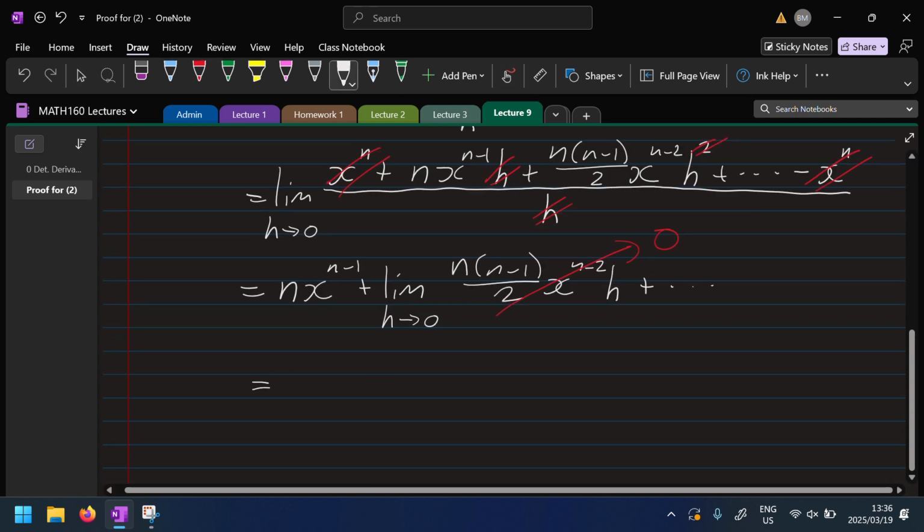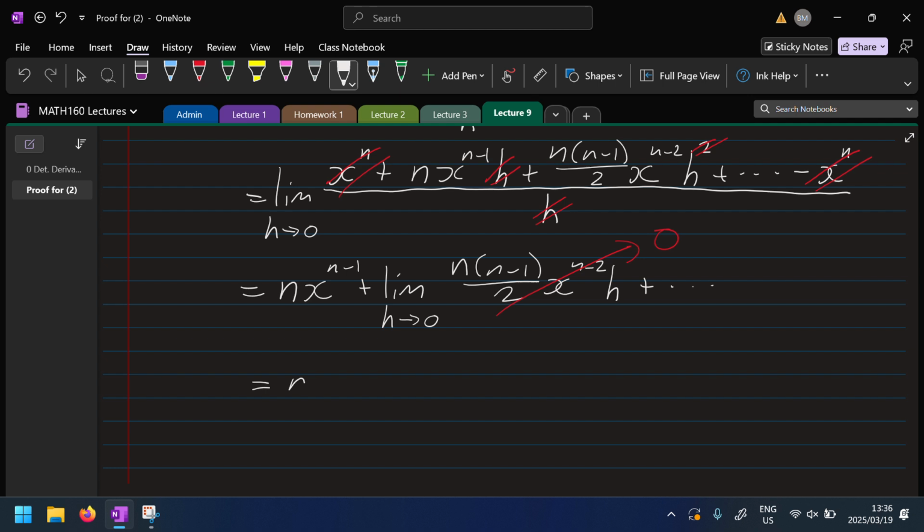So all we're left with is that very first term that never had h, and that was n x to the n minus 1, which is what we wanted. And that's the end of the proof for that one.